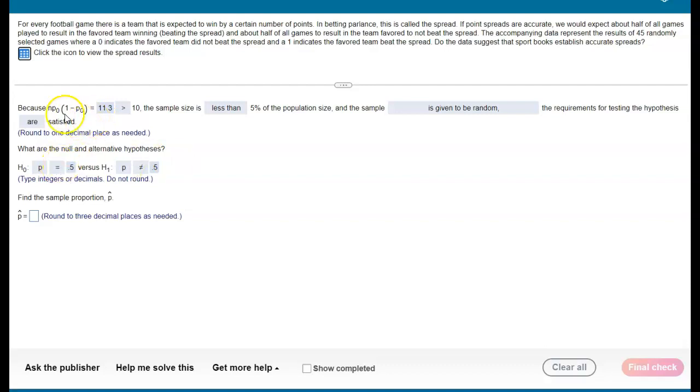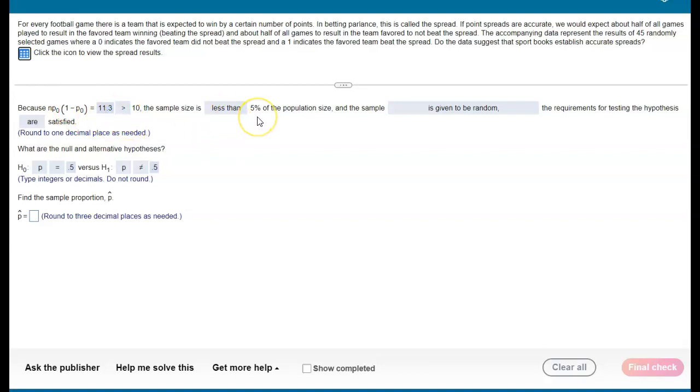In order to do that, we have to make sure that n times p naught times 1 minus p naught is greater than 10, which it is. n, again, is the number of selected games, which is 45. p naught is our baseline comparison of what we expect. And we expect about 50-50, so p naught is 0.5. So it's 45 times 0.5 times 0.5, and that's 11.3, which is greater than 10.